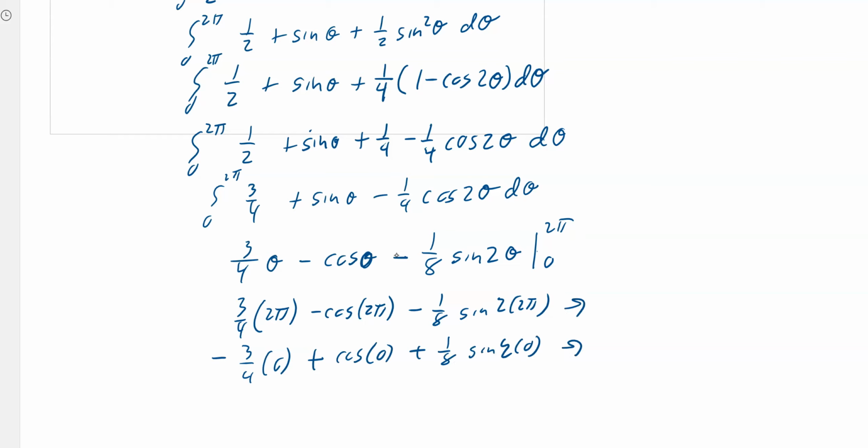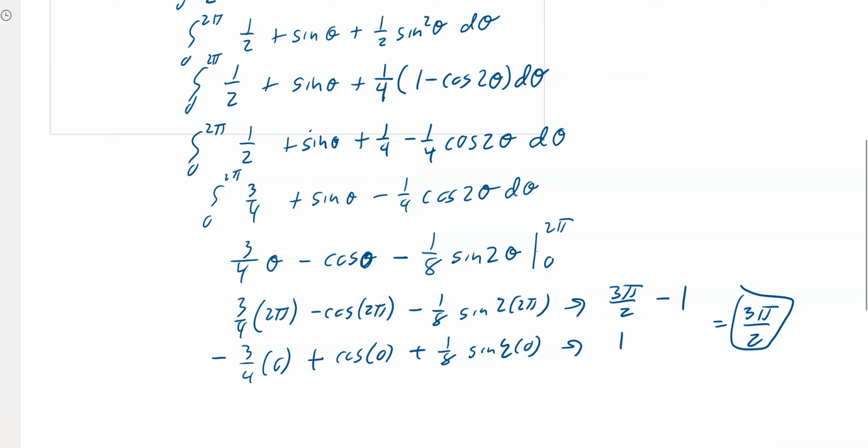So we end up with 3 pi over 2. Cosine of 2 pi is 1, and sine of 2 pi is 0, so that's gone. Then at 0, we have 0, 1, and 0. So we end up with 3 pi over 2.